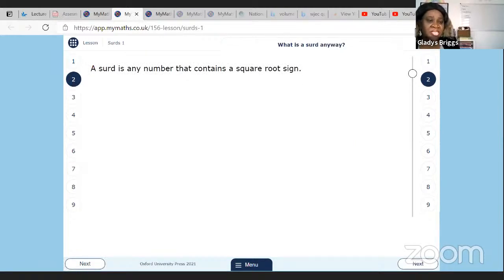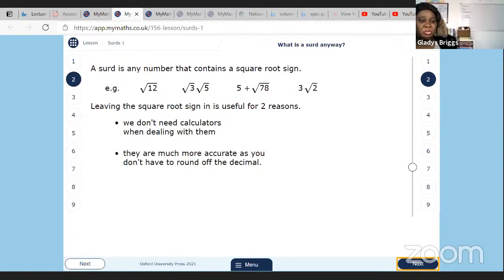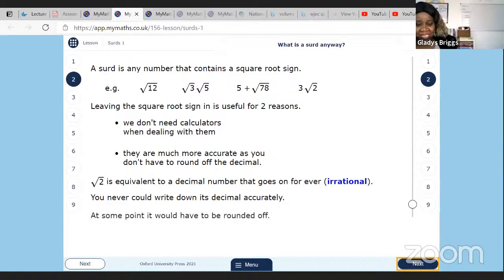Any number that contains a square root sign, like the square root of 12. Leaving the square root sign in is useful for 2 reasons. We don't need calculators when dealing with them. They are much more accurate as you don't have to round off the decimals. Root 2 is equivalent to a decimal number that goes on forever. It's irrational. I told you this. You could never write down its decimal accurately.